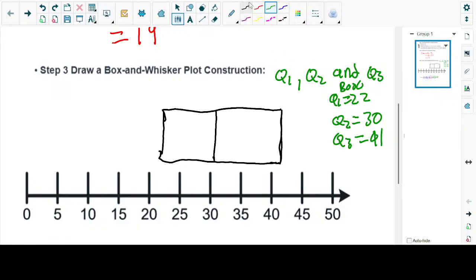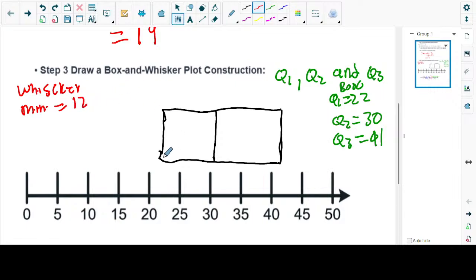Okay, now we're putting our whiskers. Tell me if the spelling of whisker is correct in the comments part. So the whiskers are the min and max. We start with the min. So then our min was 12. We draw a dot there.